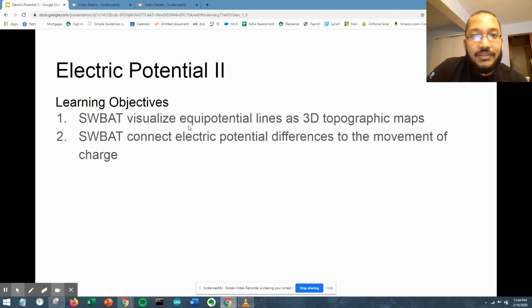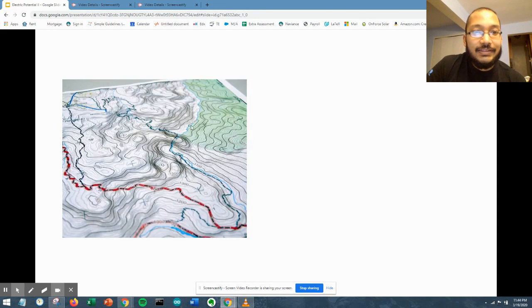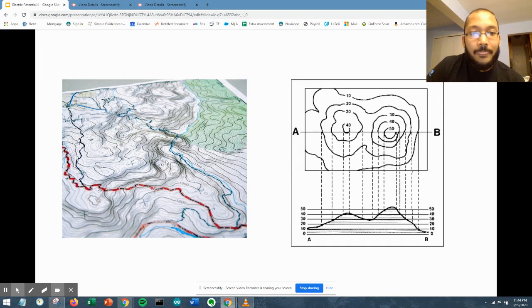Hi, in this video I want to connect the electrostatic concepts we've been talking about so far to circuits. That's really the main focus of this unit, and the tool we're going to use to connect those two are topographic maps. So what is a topographic map? It's this. Think of this as a landscape. A topographic map with all these lines takes the elevation, and each elevation corresponds to a line on this topographic map.